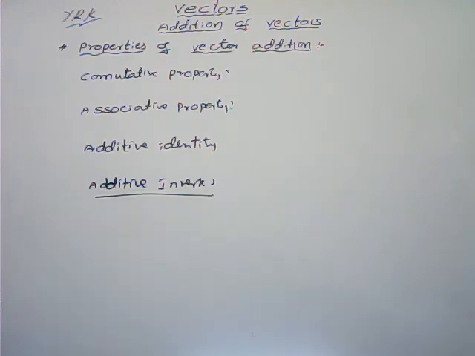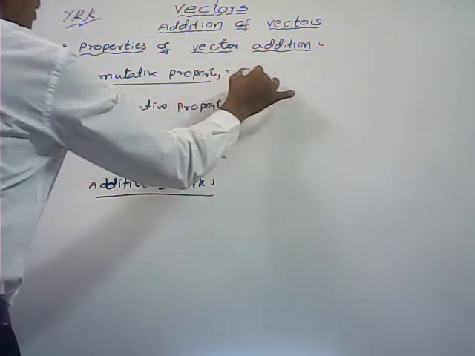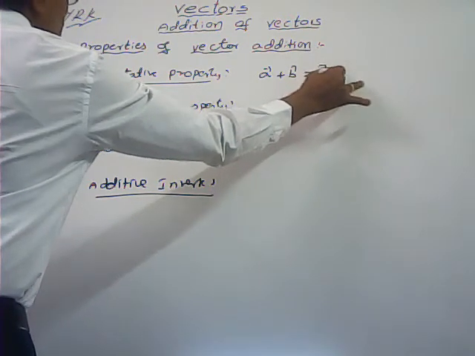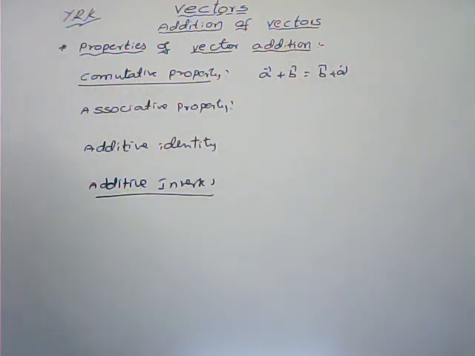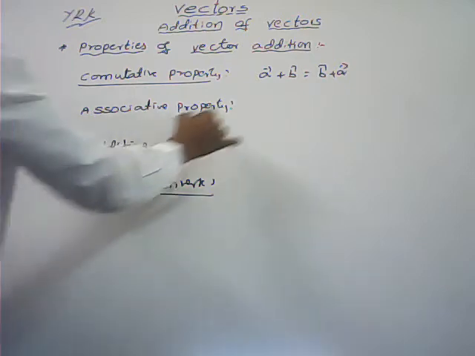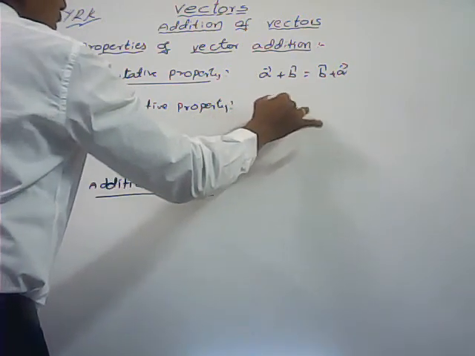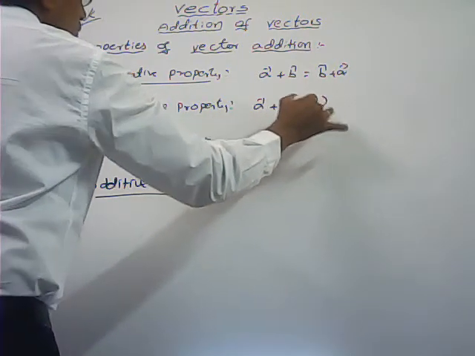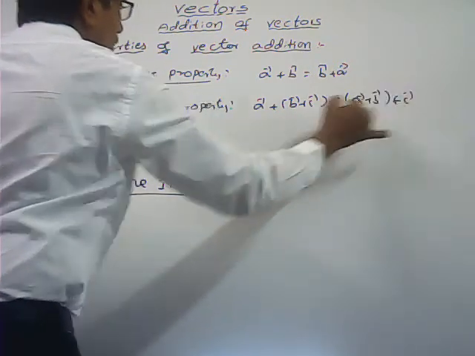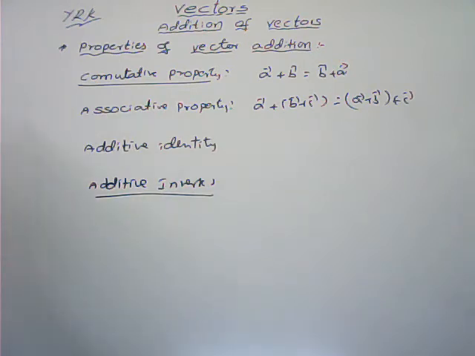Here, properties of vector addition. Commutative property: you can take any two vectors, a bar plus b bar should be equal to b bar plus a bar. So the addition of vectors satisfies the commutative property, and it satisfies the associative property also. You can take any three vectors, a bar plus b bar plus c bar, and whichever way we group them, we get the same result. So the addition of vectors satisfies the associative property also.